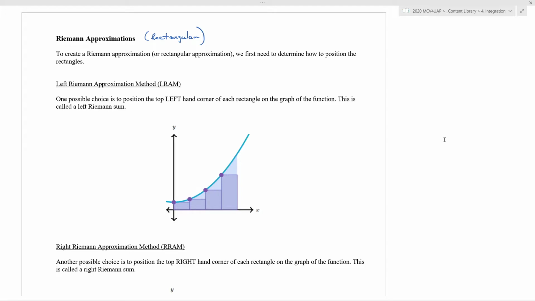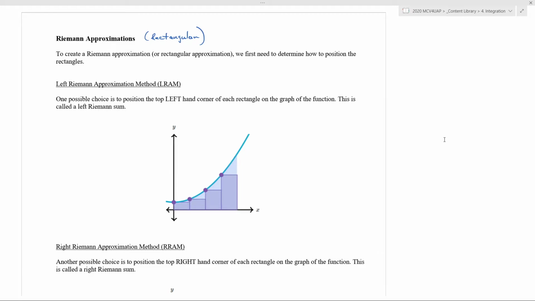The first method is called a left Riemann approximation method. Short form, LRAM. You can also use it as an acronym for left rectangular approximation. So whenever you see Riemann, rectangular is what we're after. We're using rectangles for the approximation method. So with the left Riemann approximation method, or with LRAM, what we do is we position the top left-hand corner of each rectangle on the graph of the function.